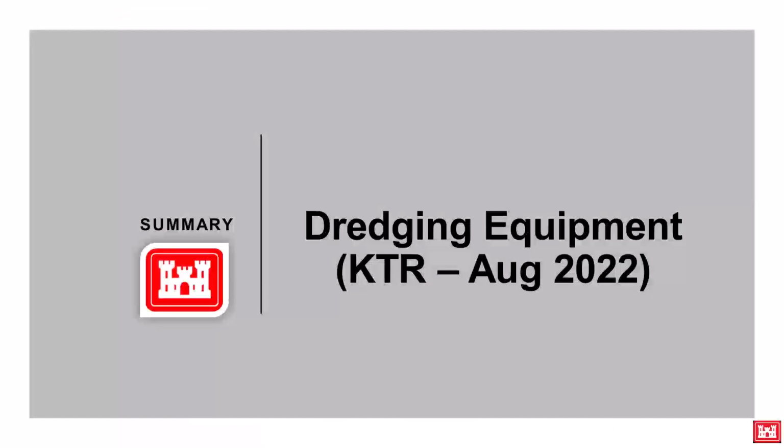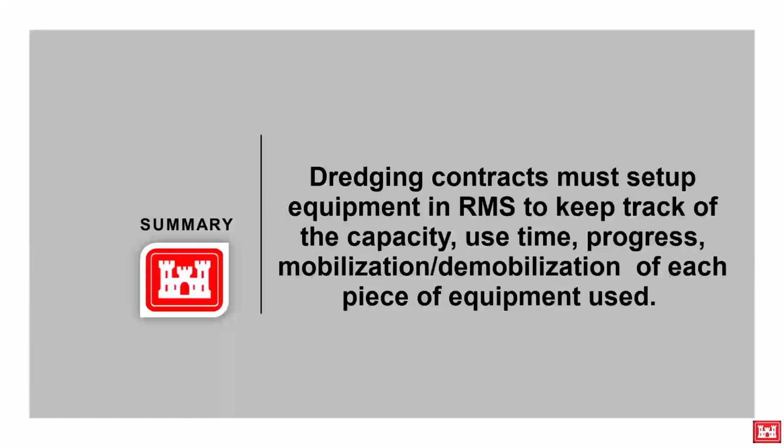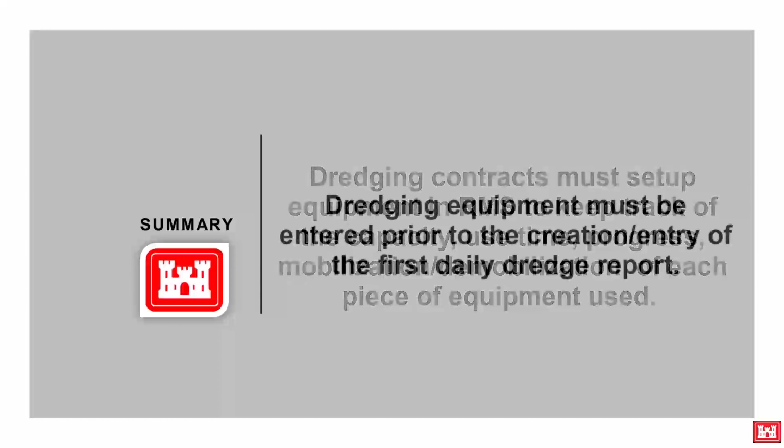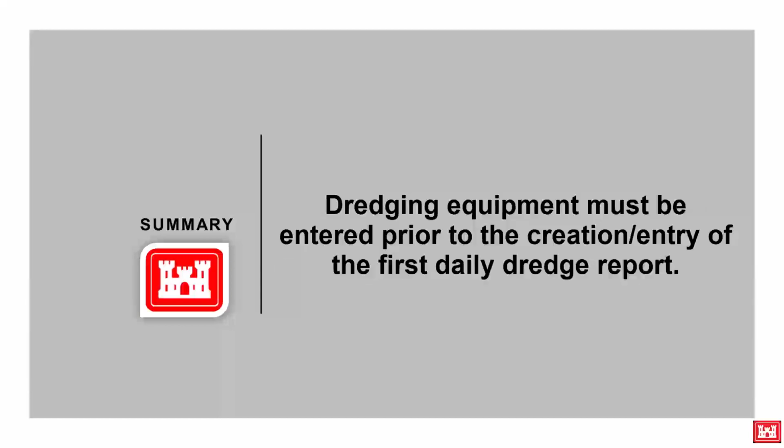In summary, we discussed the different types of dredging equipment and how to add all the information needed in RMS. As a reminder, dredging contracts must set up equipment in RMS to keep track of capacity, use time, progress, mobilization, and demobilization of each piece of equipment used. Dredging equipment must be entered prior to the creation or entry of the first daily dredge report.